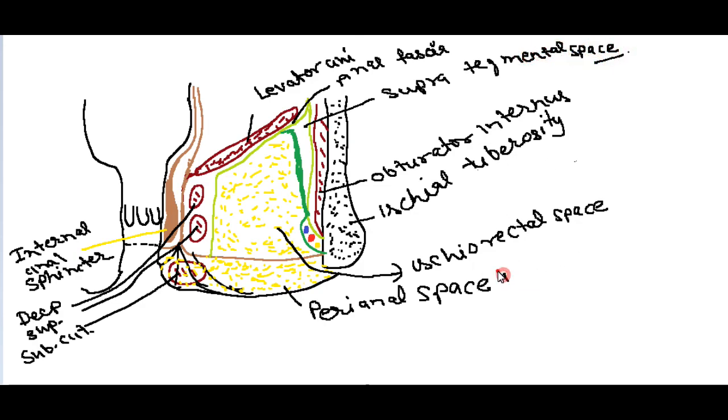So this is about the ischiorectal fossa, and this is the pudendal canal with its contents.